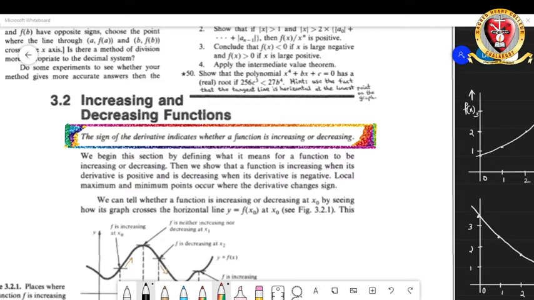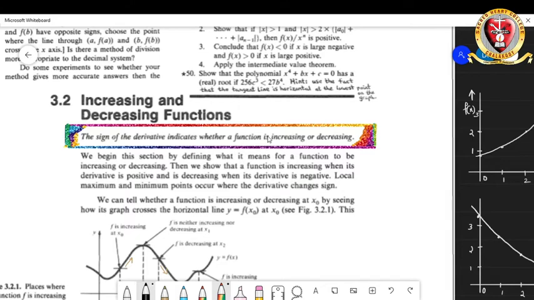In this video lecture, we are going to see section 3.2 of chapter 3, which has the heading Increasing and Decreasing Functions. In this lecture, we'll define what increasing and decreasing functions are and see some examples related to it. You can see in the box that the sign of the derivative of the function indicates whether a function is increasing or decreasing. That's our aim of this section. So we'll look into it as we move forward.